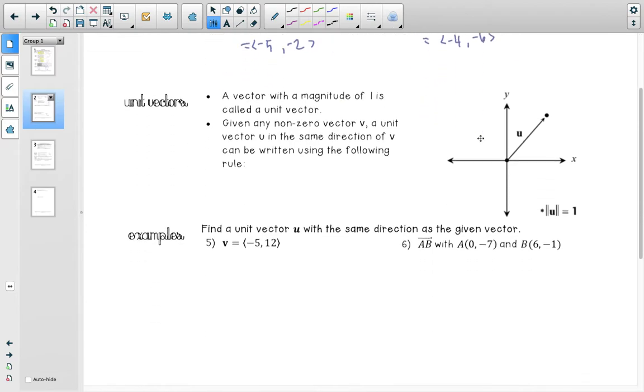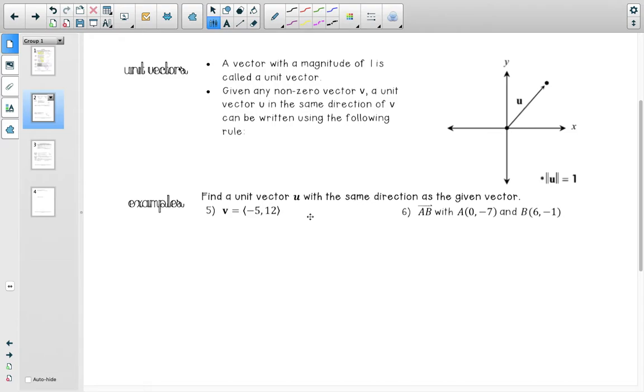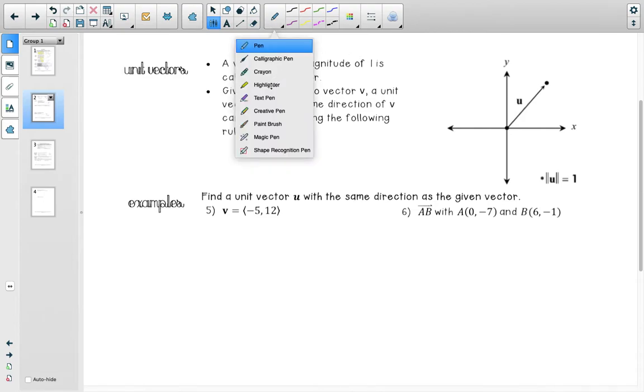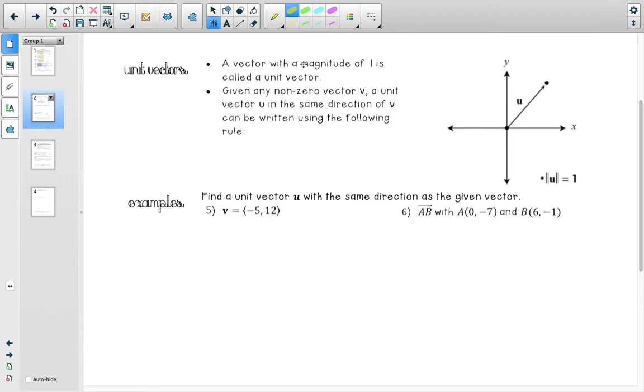Okay, so let's jump into unit vectors, and I'm going to stop this video probably after this page. A unit vector is a vector with a magnitude of 1. Let me highlight this. It's a magnitude of 1, and that is why it's called a unit vector. Kind of like the unit circle had a radius of 1, it's the same concept.